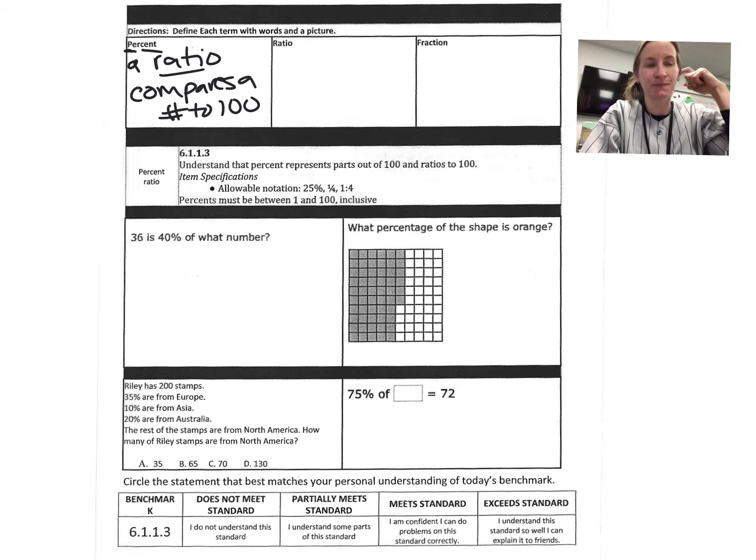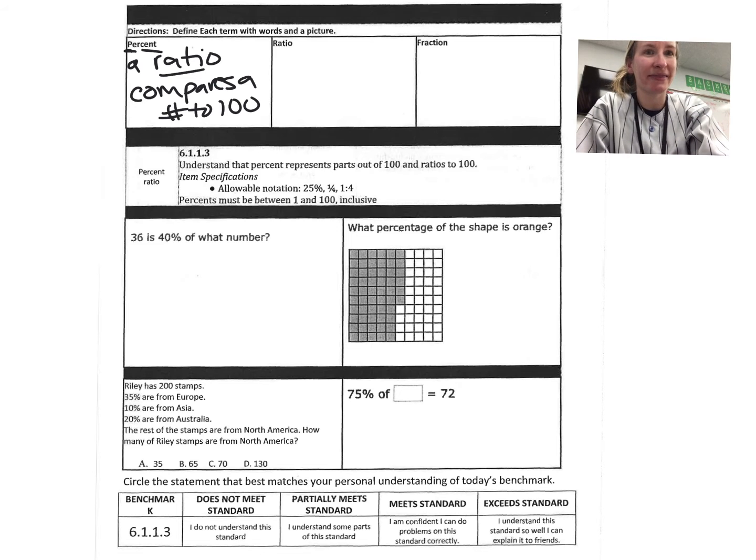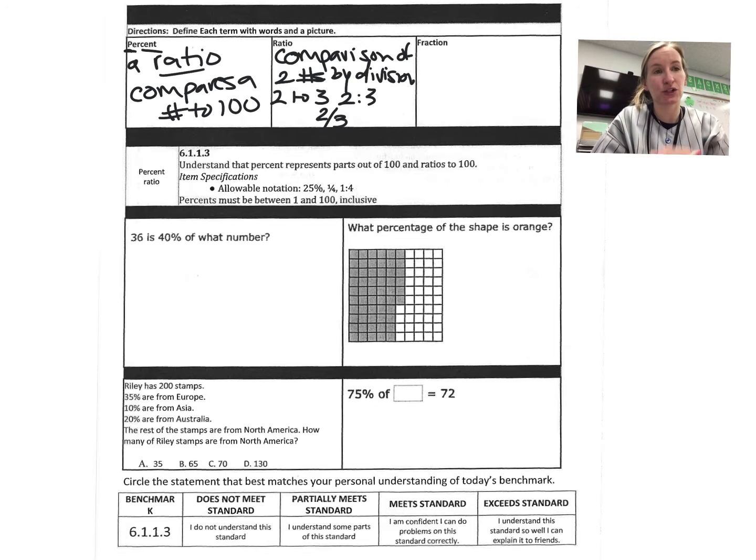A ratio is a comparison of two numbers. So that is why a percent is a ratio, because it compares a number to 100, two numbers. Comparison of two numbers by division. And so you can write a ratio two different ways, or multiple different ways. You could write it 2 to 3, or as a fraction, 2/3. You could also say 2 out of 3. Remember, ratios are the only type of fractions, if it's an improper fraction, that we don't simplify, because then it would no longer be two numbers.